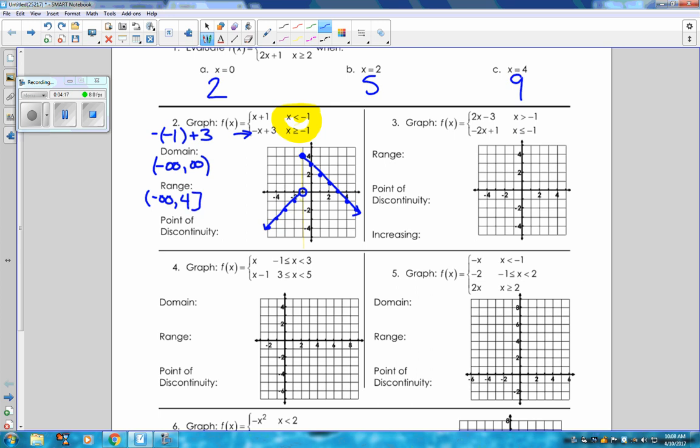Point of discontinuity is where x equals the point at which the graph jumps. So it would be -1. So if I follow my graph, to go to the next point, I have to lift up my finger and move it. So that's the point of discontinuity. It's this line that we highlighted in the beginning. Y'all try the next one.